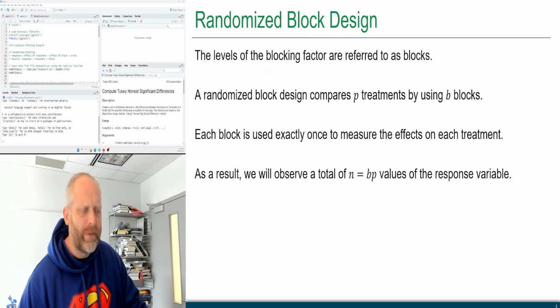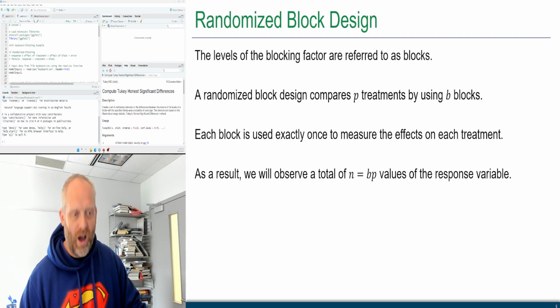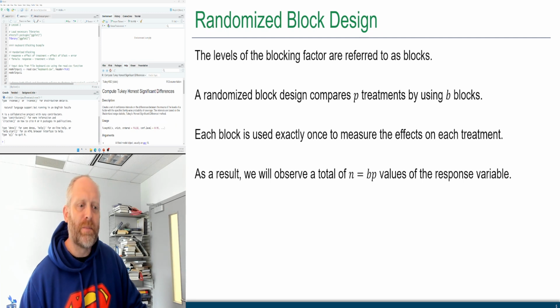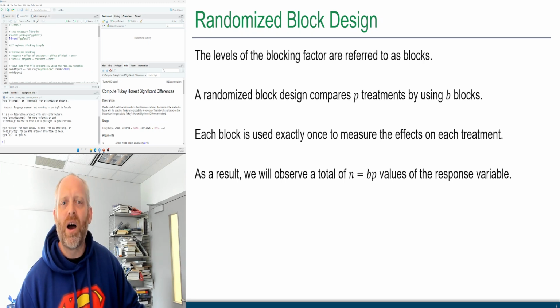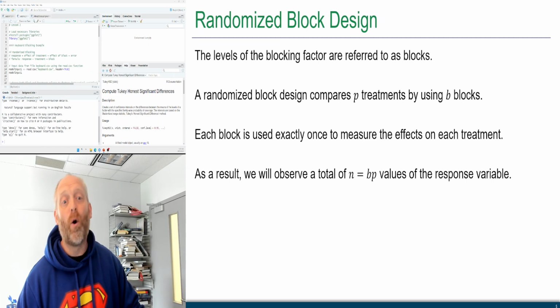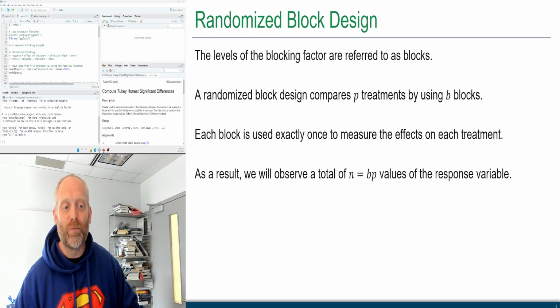All right, so just a little bit of information here. The levels of the blocking factor are referred to as blocks. Straightforward. A randomized block design compares P treatments by using B blocks, as we've already said in that definition. Each block is used exactly once to measure the effects on each treatment. So every single block sees every single treatment. The order is different, that's going to be randomized, but it sees every single treatment.